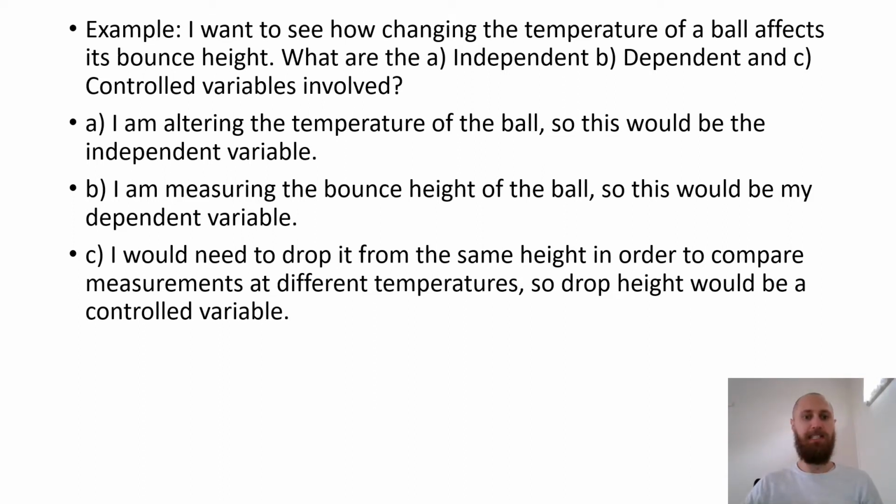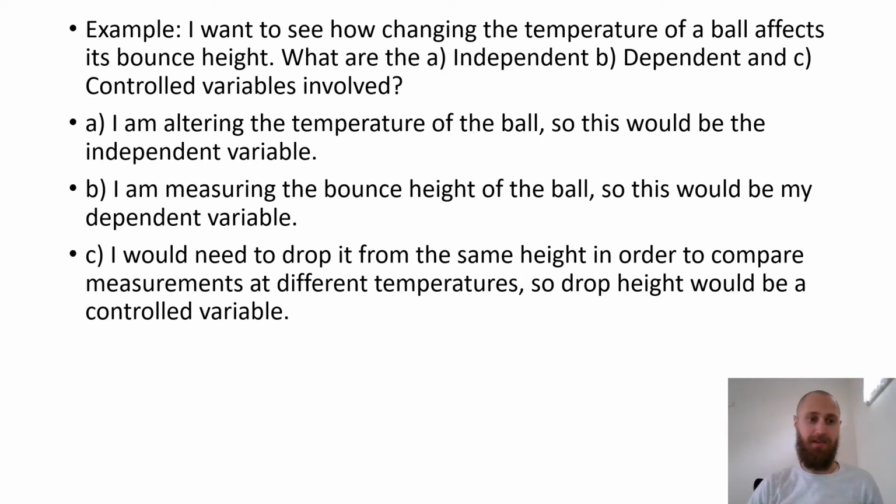And the third one is I would need to drop it from the same height each time in order to be able to compare the bounce heights reliably. If I'm dropping it from a meter above the ground and measuring the bounce height at one temperature, and if I change my temperature and now I'm dropping it from 2 meters, I can't really say much about how the temperature has affected my bounce height, because I've changed a different variable, and by changing that, it's going to affect my results as well as the change in temperature.